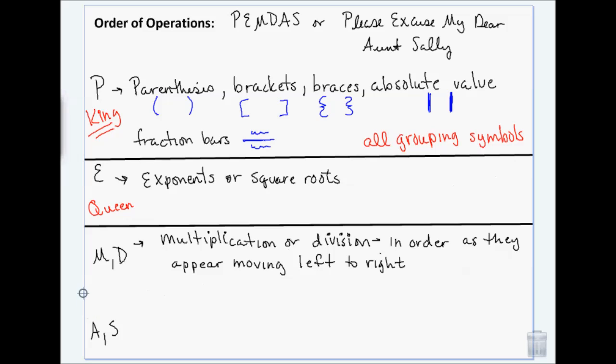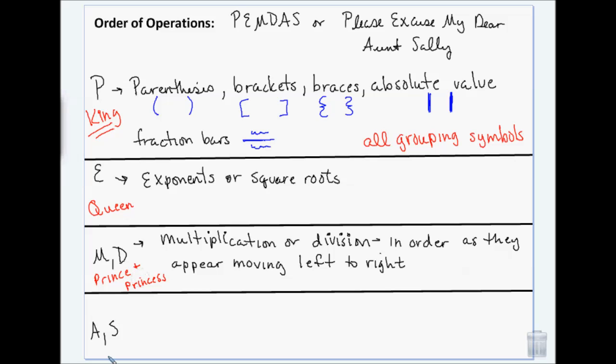Multiplication and division have the same power. So if, while you're working your problem, multiplication comes first, as you go across, you do multiplication first. But if, as you're working your problem, division comes first as you move across, you're going to do division first, because multiplication and division, that's the prince and the princess, right? Prince and princess have the same power. We're going to pretend there's no difference between the sexes. Okay. So, prince and princess have the same power.